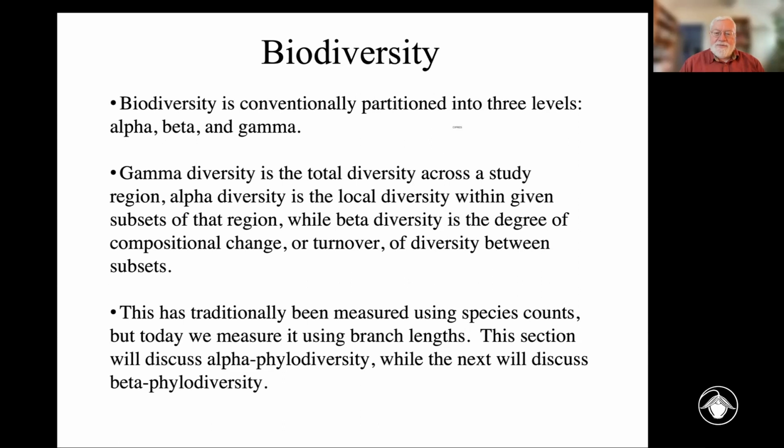And it can be measured with species counts, and it has the same distinction. But for our purposes today, we're measuring using the branch lengths in the way we've discussed. So in this section of the workshop, we're going to talk about alpha phylodiversity. How do we talk about how much diversity is in each place? And in the next section, we're going to get to beta phylodiversity, which is how much change is there between places. Both of them are very interesting, but you have to discuss them one at a time.